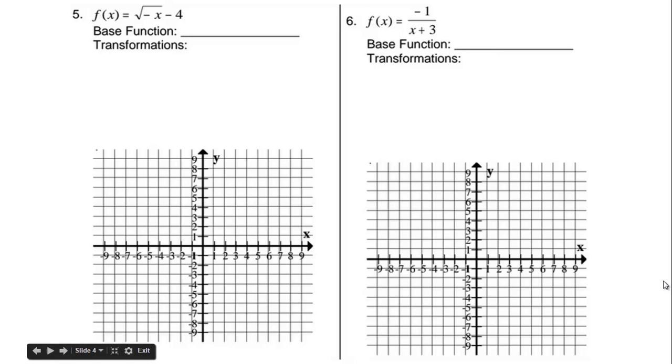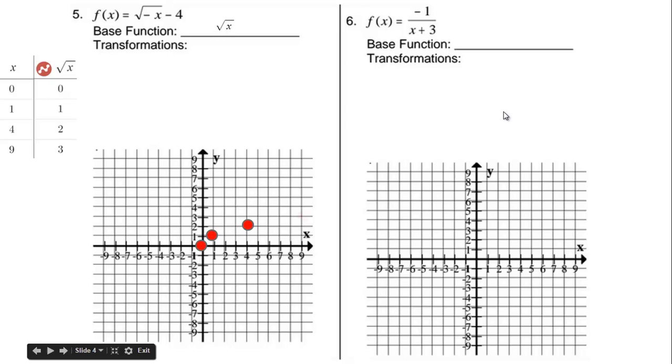Okay, welcome to the second half of this lesson. So we've already done 1 to 4, so we're just looking at the last 4. And so the base function here is the square root function. And so those base points, the convenient points are 0, 1, 4, 9 to sub in, and your base points again are 0, 1, 2, 3.